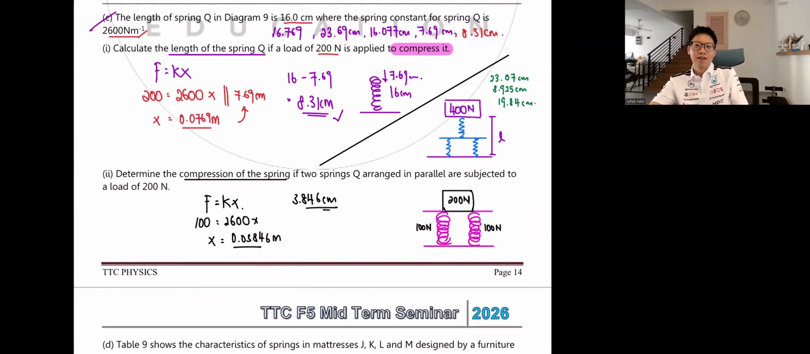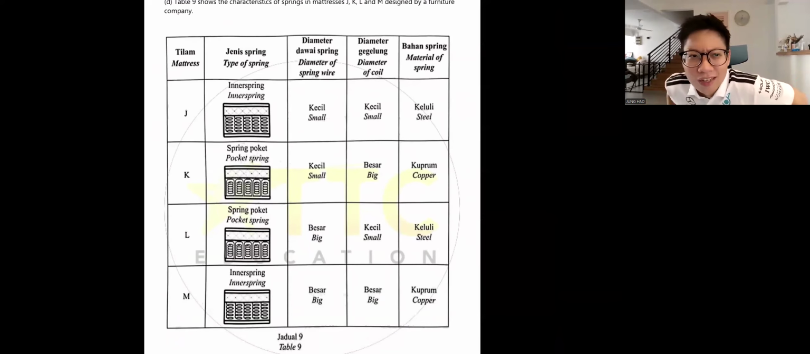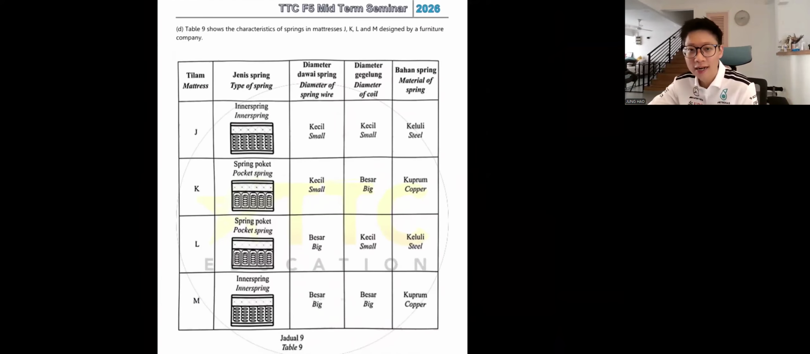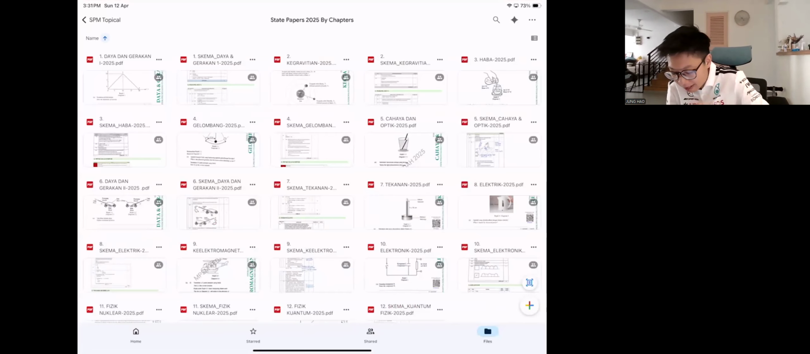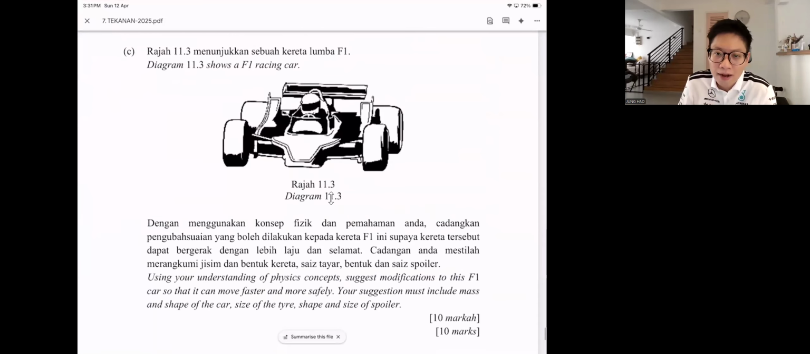Okay, guys, come on. Why English class are like we not enough time, we need to go faster. So come on guys, let's talk about the mattress now. And later on, I will show you what I think will come out for your essay question. Gut feeling, I feel like your midterm exam will come out this question, the Kereta Lumba F1.